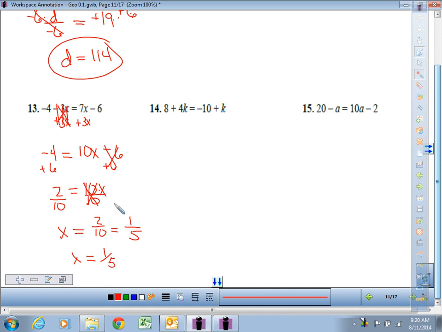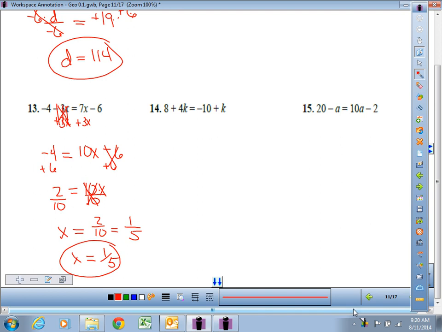Now I didn't mention it up here, but I did use that symmetric property of equality, meaning that I can flip-flop the equal sign around and be fine. So I could have x equals 1/5 or 1/5 equals x. Okay. So there we go. I'm going to skip number 14 and let's go to number 15.